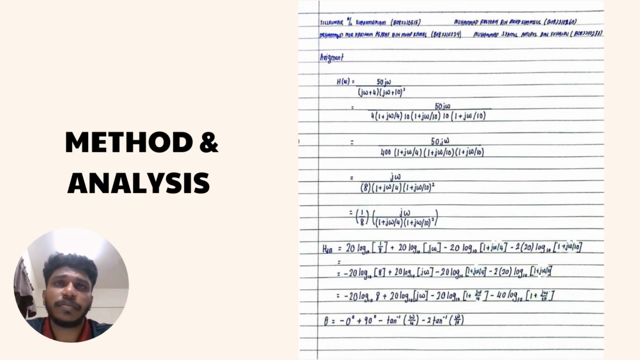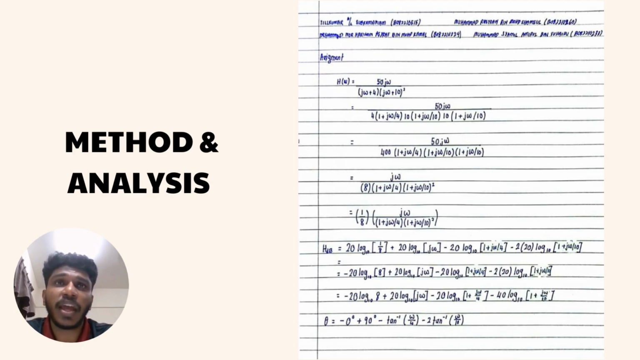So as follows: 50jω over 4 times (1 + jω/4) times 10 times (1 + jω/10) times 10 times (1 + jω/10). We can see this is because we have to make sure that our denominator has two brackets. One is jω + 4 and the other is (jω + 10) squared. So the square will be separated into two.